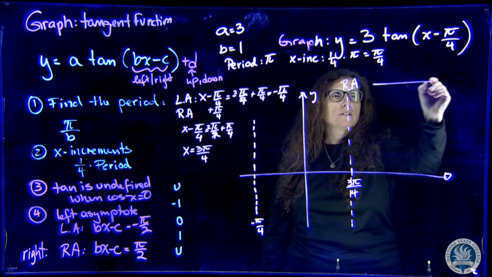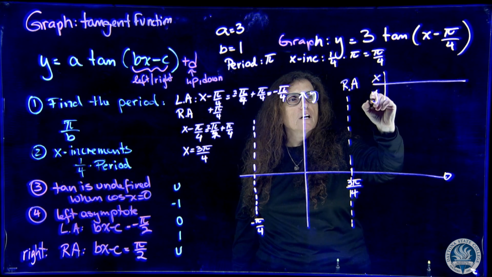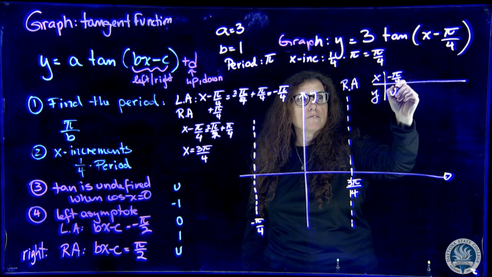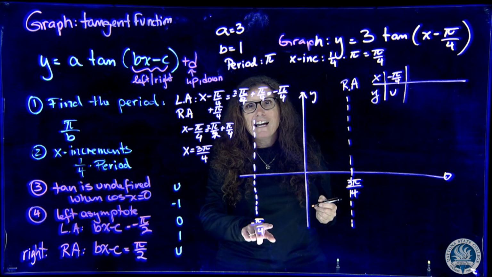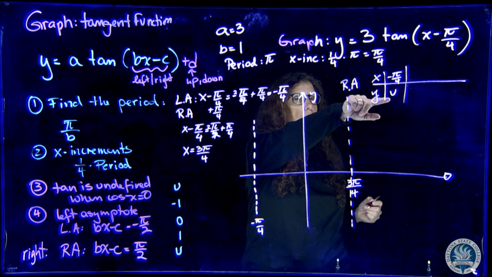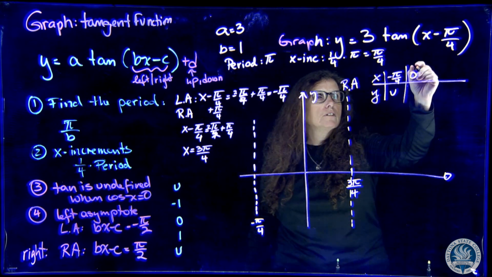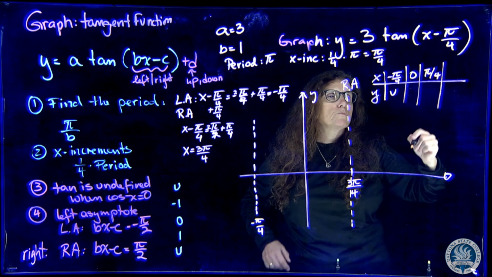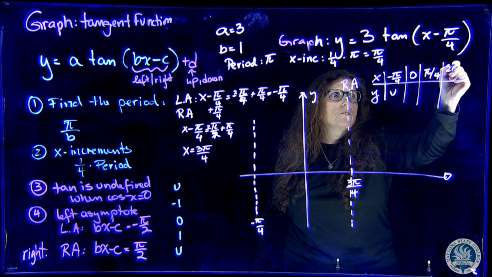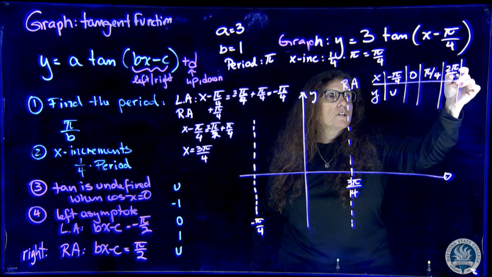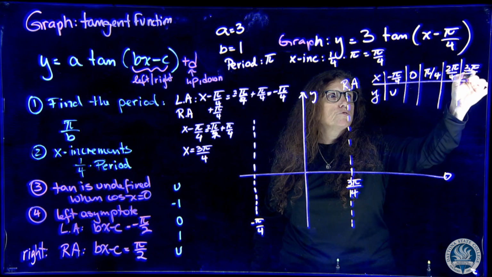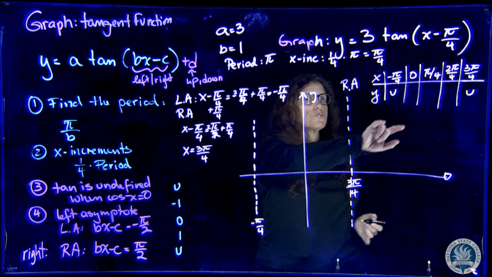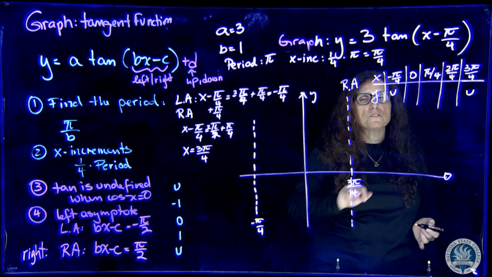Okay, little table here, x, y. So we're starting with negative pi over 4, and we have an undefined. If we add our increment, which is also pi over 4, that gives us a 0. 0 plus pi over 4 is pi over 4. Pi over 4 plus pi over 4 is 2 pi over 4. And then plus another pi over 4 is 3 pi over 4, which we already know is our right asymptote, and that is undefined. So now we have to find the 3 key points in between.